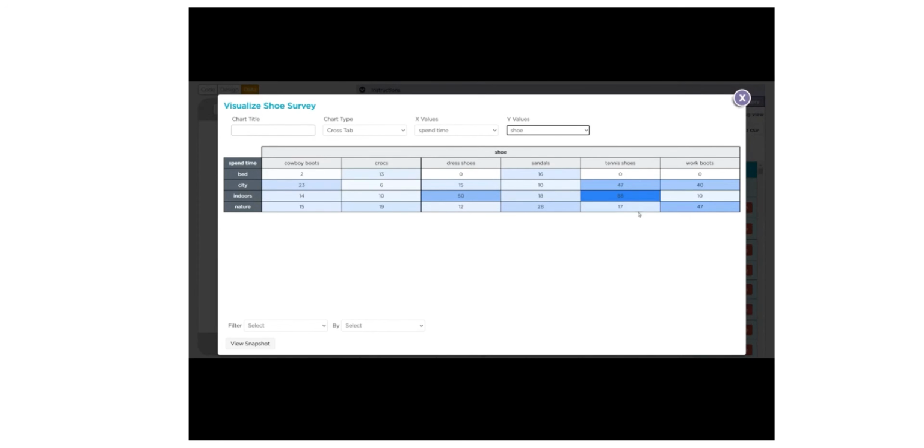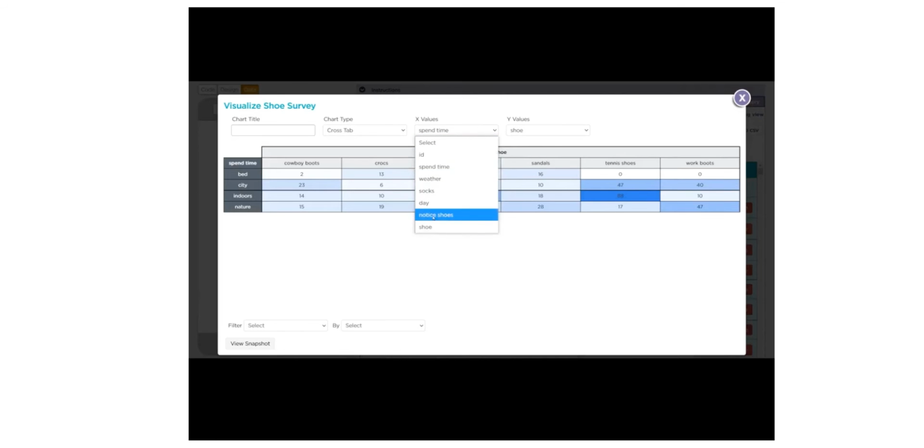Some cells in this table are colored in more than the others. These are hot spots in our data, which indicate that these answers have a strong relation with each other. For example, if someone said they were going to spend their time indoors, there seems to be a hot spot that indicates a lot of those people also said they were going to wear tennis shoes. This indicates that if I know someone will spend their time indoors, I might want to recommend tennis shoes.